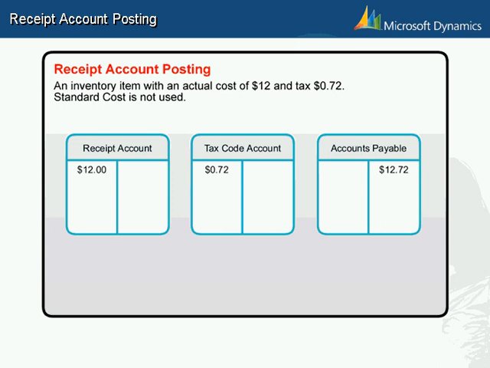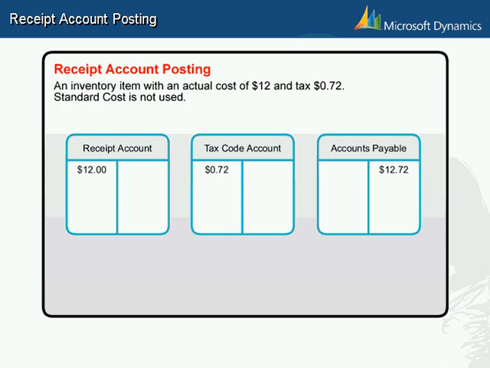Receipt account posted. The receipt account, also known as inventory account, is used to post inventory for items not using standard cost. The item's true cost is debited from the receipt account. Any tax is debited in the tax code account, and items purchased, including tax, are credited to the vendor summary account according to the setup in the supplier's posting profile.